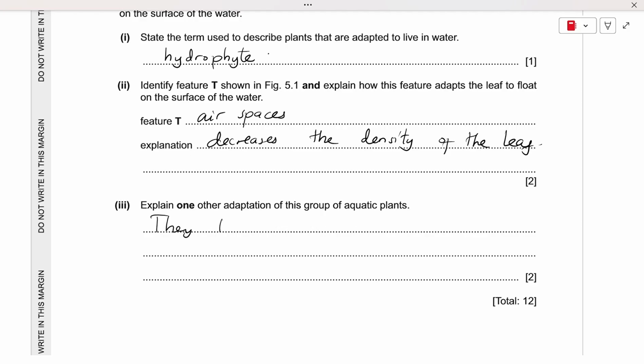They have stomata on upper surface to allow gas exchange. Yes, so that's one other adaptation, but also they have thin cuticle on them. All right.